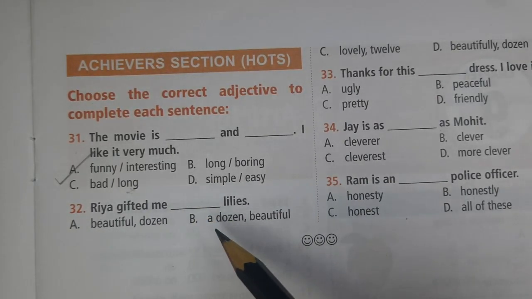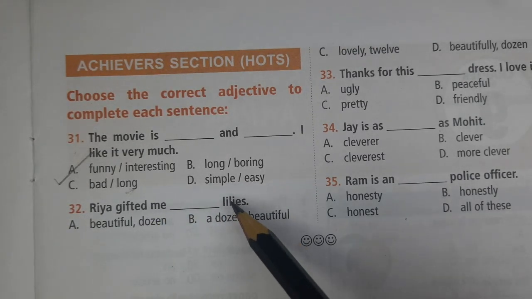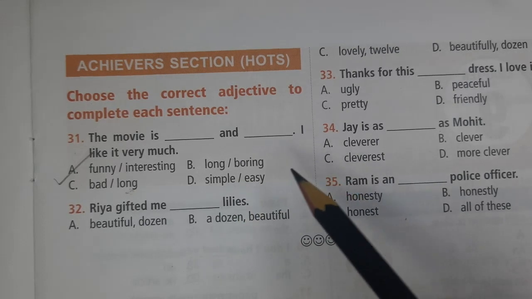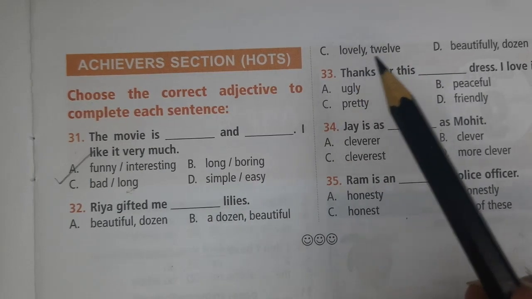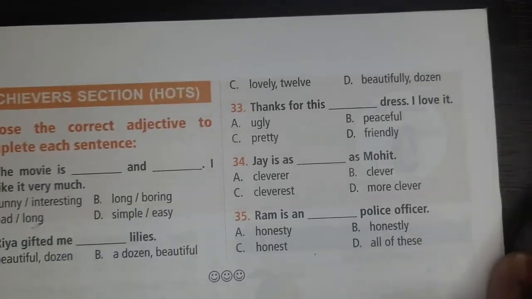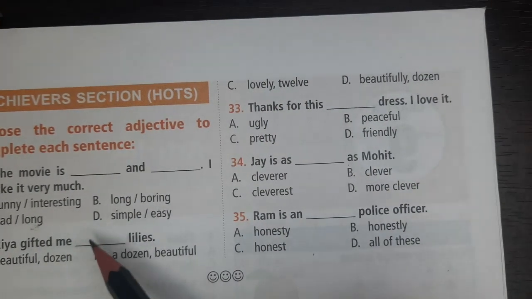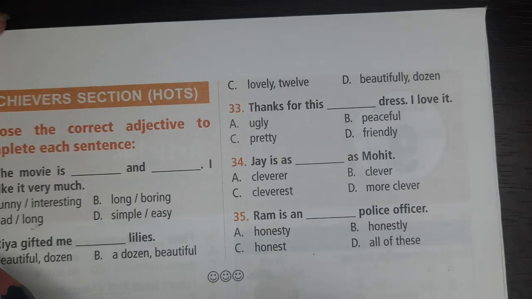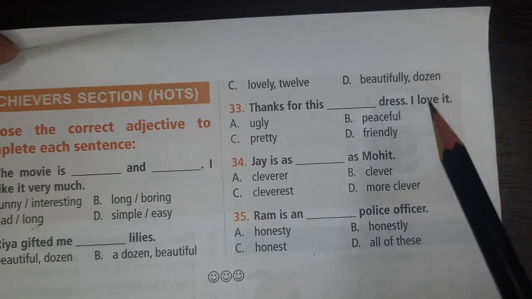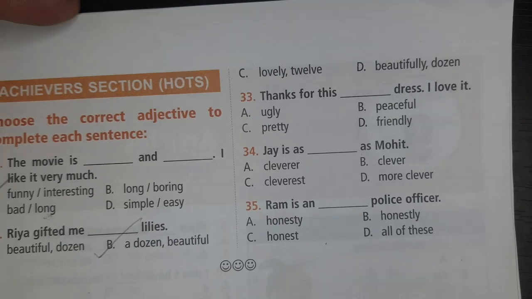So, what was the gift? The gift was a dozen lilies. Ria gifted me a dozen beautiful lilies. Okay, how were the lilies? They were beautiful. So, this sounds correct. But let's still look at options C and D. Option C is lovely and 12. Ria gifted me lovely, 12 lilies. No. Ria gifted me beautifully, dozen lilies. No, that is also not correct. Hence, option B is the answer to this question.